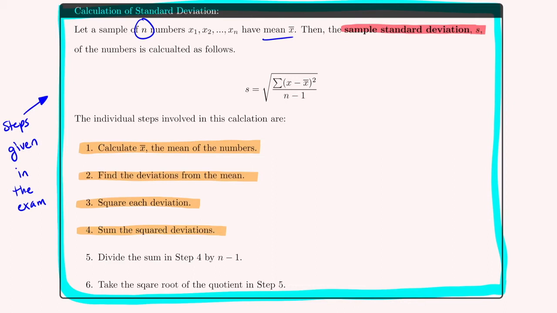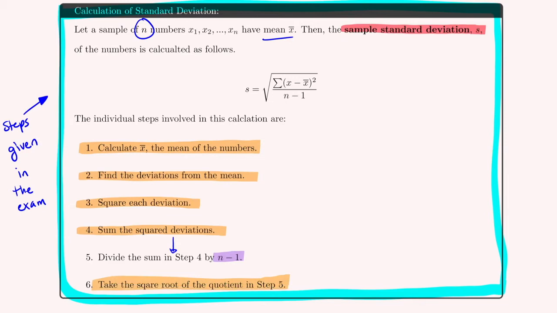And then finally, the key thing we have to keep in mind is we divide this number not by n, but by n minus 1. So watch out for that. The most common error here will probably be dividing it by n instead of n minus 1. Then finally, the last step is to take the square root of what you just found in step 5.